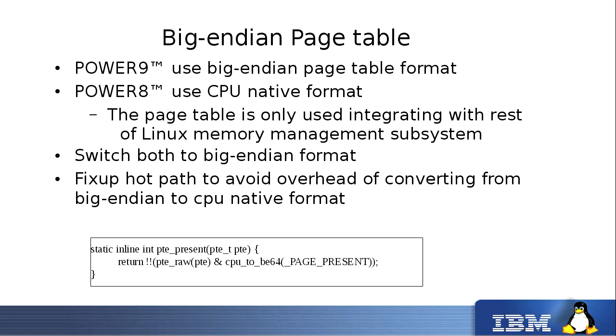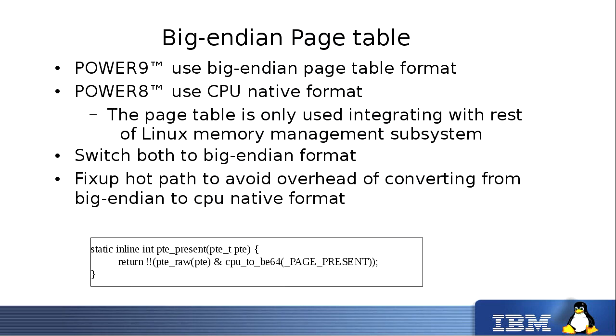This is the other big thing that we had to tackle. As I said, on hash, the Linux page table structure is completely software defined, whereas on Power 9 it's a big endian format. The page table update routines are pretty performance sensitive. They always come in the hot path, like marking something read-only, looking up the page table entries and things like that. So we don't want to put conditionals in any of those code paths. So we decided to switch the Power 8 software-defined Linux page table format to big endian.